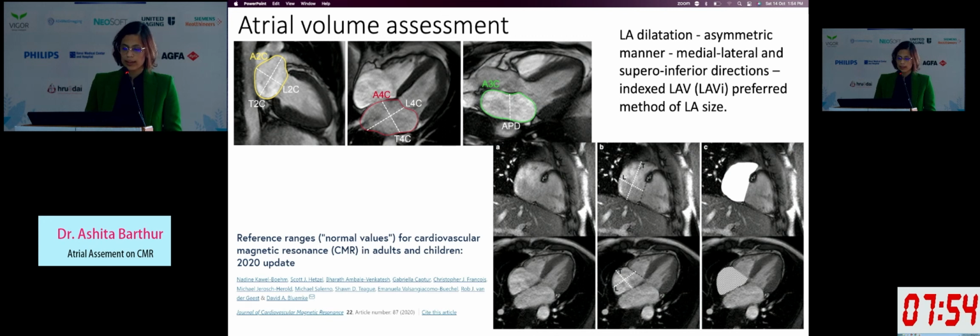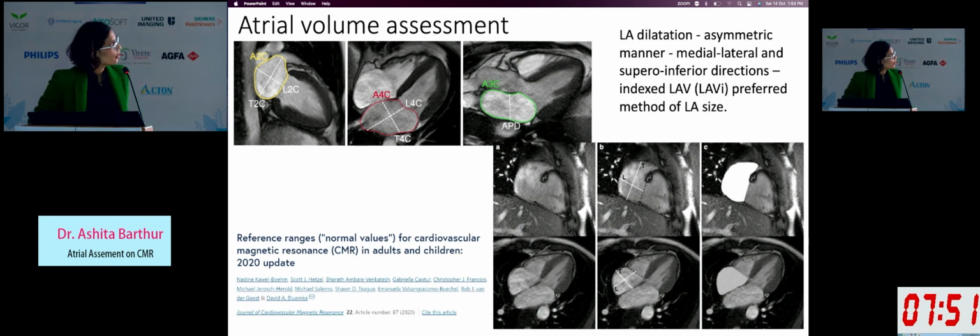So atrial volume assessment can be done on the 4-chamber, 2-chamber, and 3-chamber view. These are the ways that the diameter is measured. This is for the left atrium. The right atrium can be assessed like this on the RV 2-chamber view and the 4-chamber view.